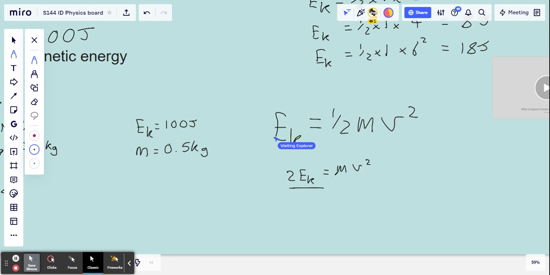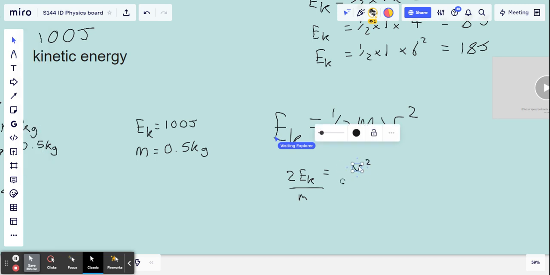The next thing I'm going to do is divide both sides by the mass. So if I just do a divide sign like that, then we'll divide this by the mass. As you can see, these two masses then cancel out. So now we're definitely a lot closer, aren't we?